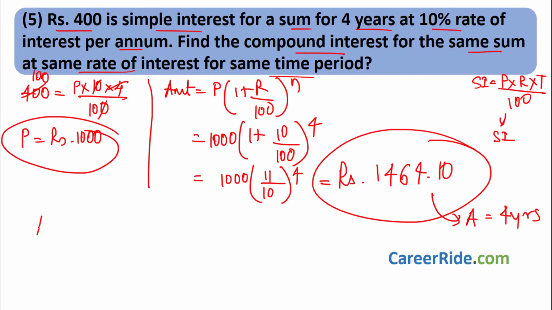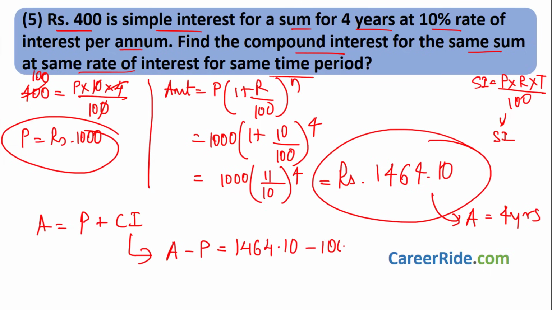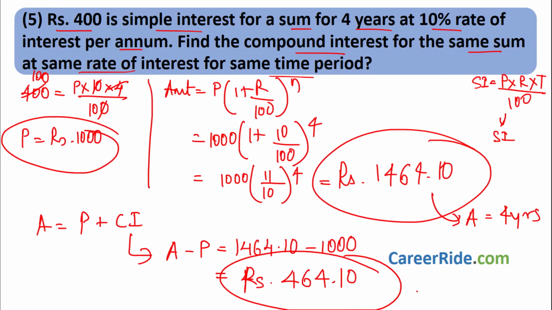So what is amount? It is nothing but principal plus CI. So what is CI? That is compound interest, amount minus principal. 1464.10 minus 1000, that would be rupees 464.10. This is the compound interest for the same sum at the same rate of interest for the same time period.